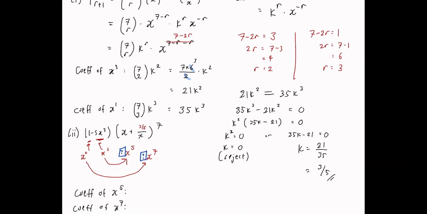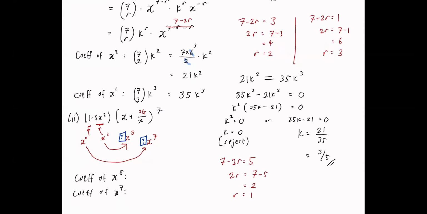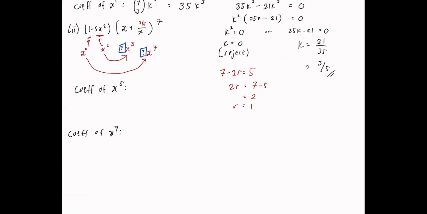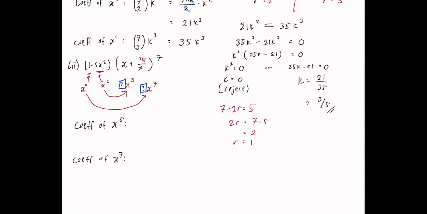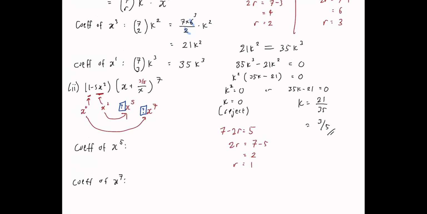Then we can calculate the r at the right hand side. For power 5, we need 7 minus 2r equals to 5, which means we can solve for r. 7 minus 5 is a 2, so r equals to 1. So this means the coefficient of x power 5 is just 7.